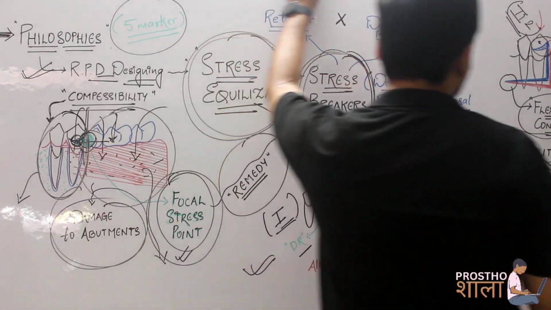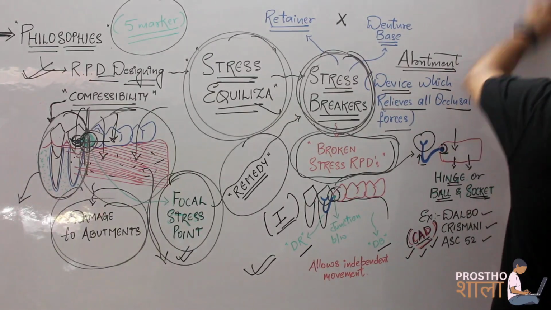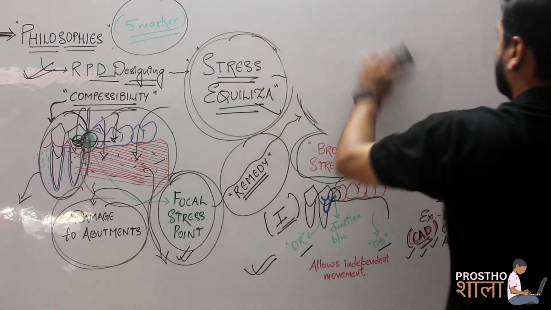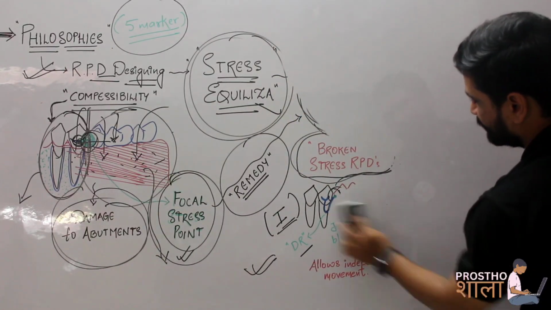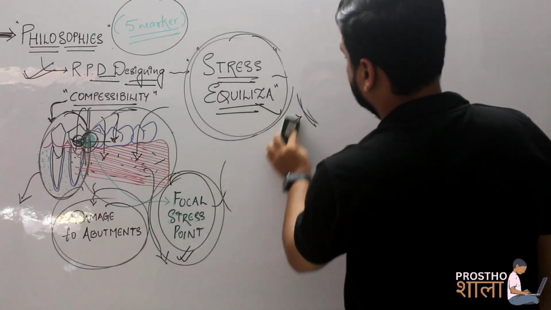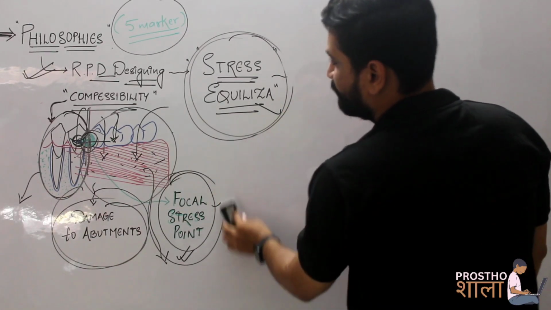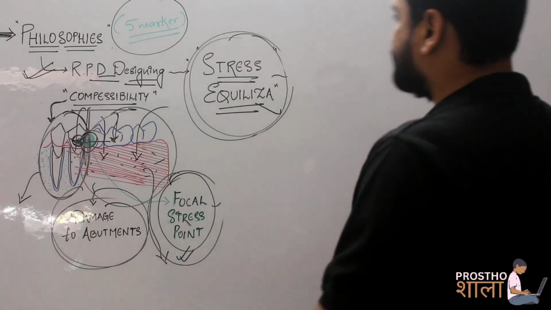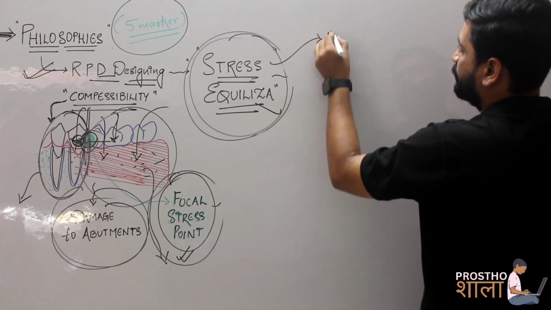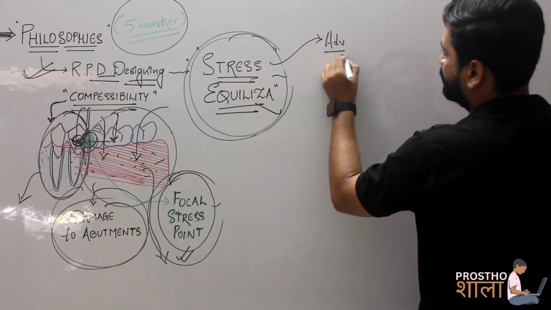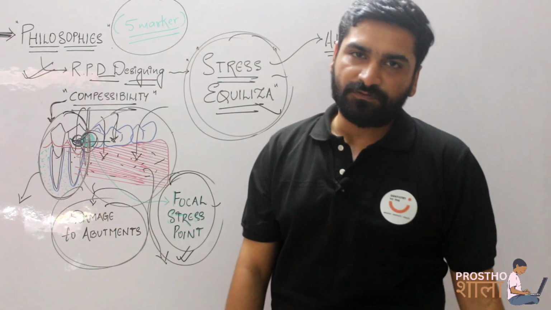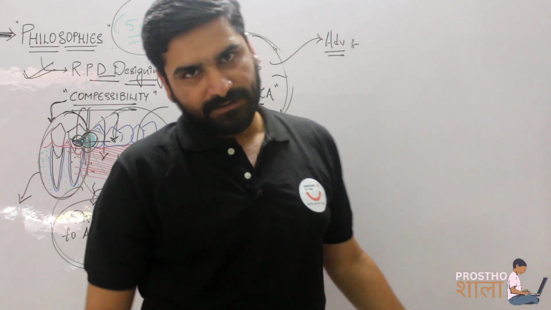Now we have seen both the types of stress breakers, that is your type 1 and type 2. But as I said in the previous theory also, there will always be disadvantages and advantages both, right? So when we are looking at the advantages and disadvantages of the stress equalization theory, let's go on with the advantages. What are the advantages? Obviously the disadvantages of the previous theory or philosophy become the advantages of this theory, right?